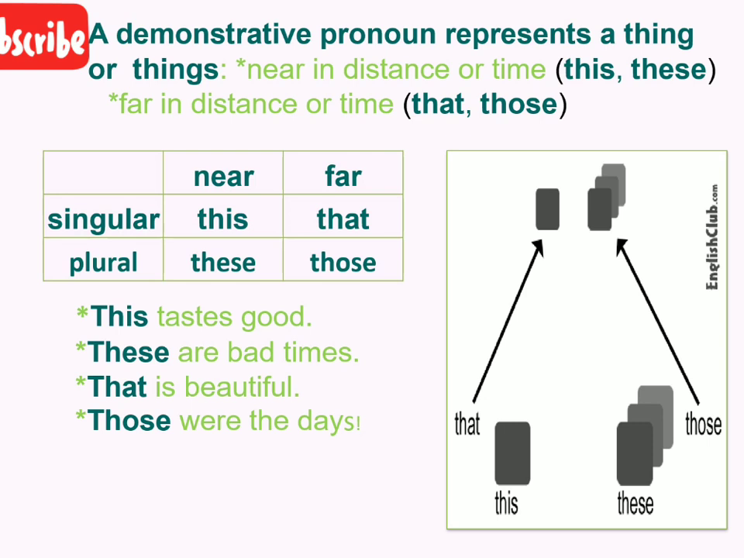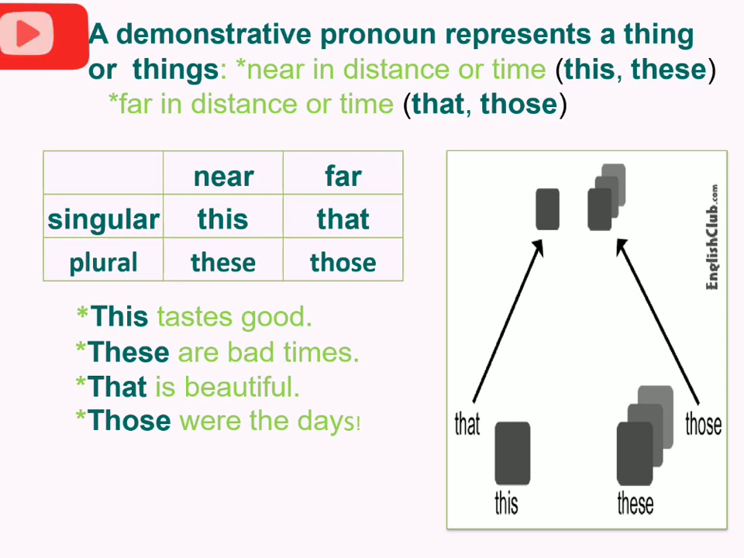But if something is far in distance or far in time from you, then we use that for singular, those for plural. Clear, everyone? For singular near we use this. For singular far we use that. For plural near things we use these. And for plural far things we use those.